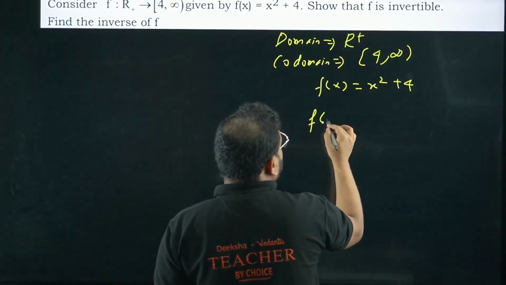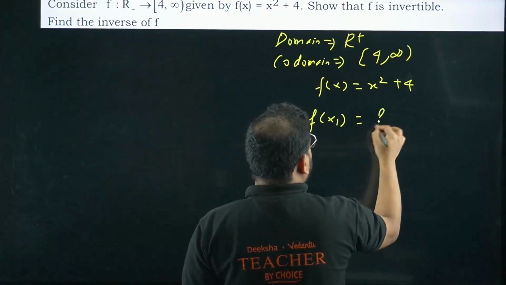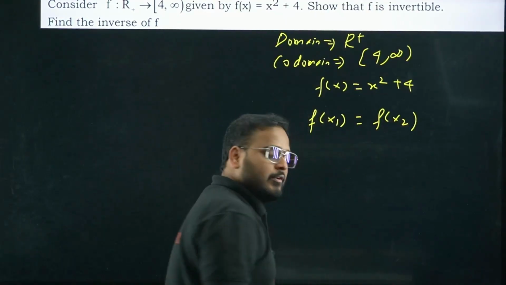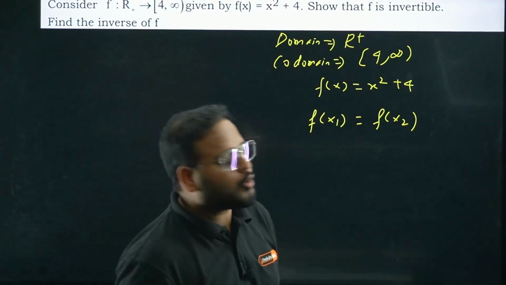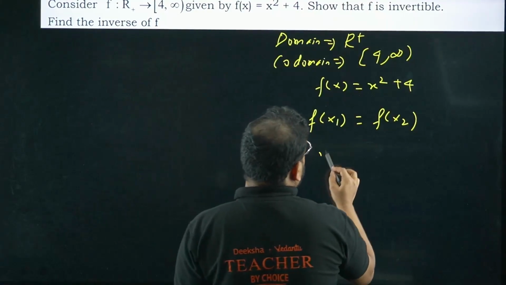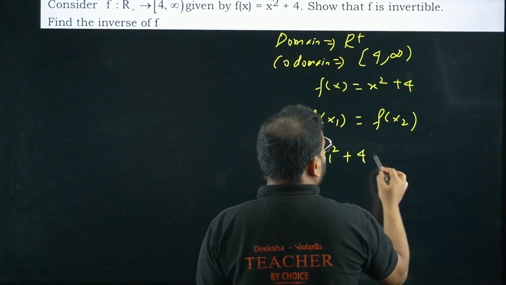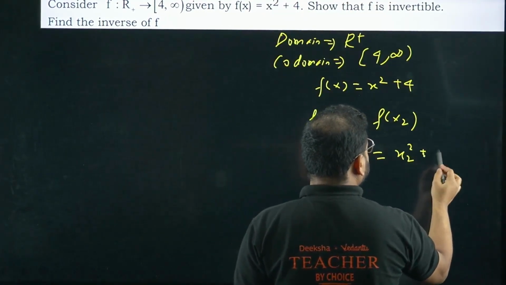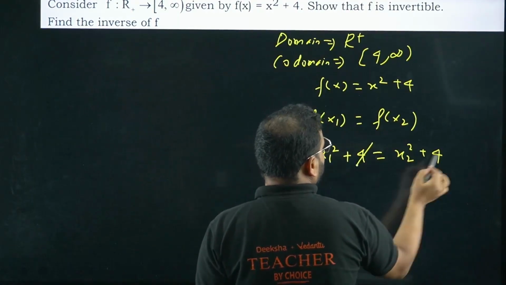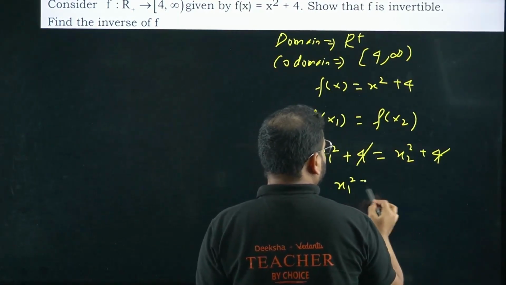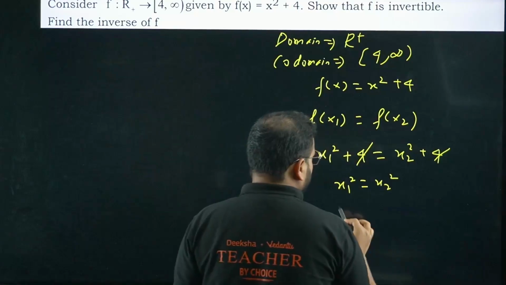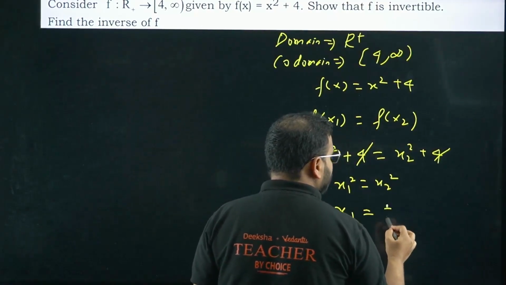Right here, f of x1 equals f of x2 for a one-one function. It was also bijective, no? So we have to prove both one-one and onto. So write like this. We get x1 square plus 4 equals x2 square plus 4. The 4 and 4 cancel. I get x1 square equals x2 square. So x1 equals plus minus x2.